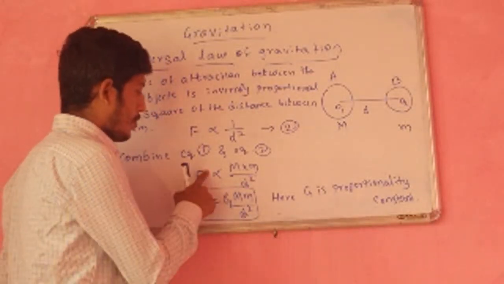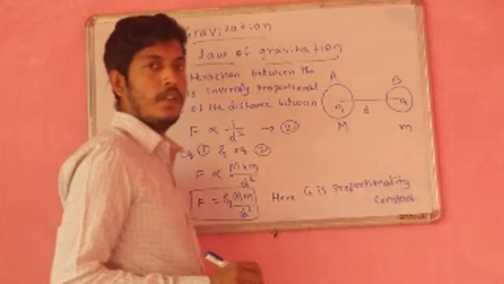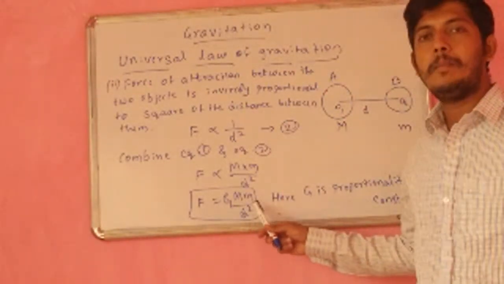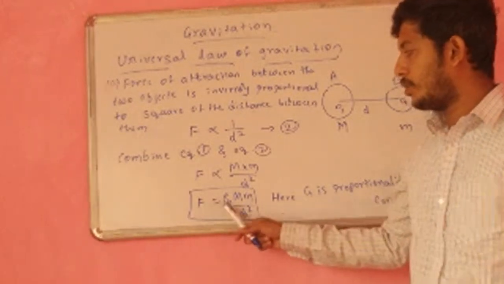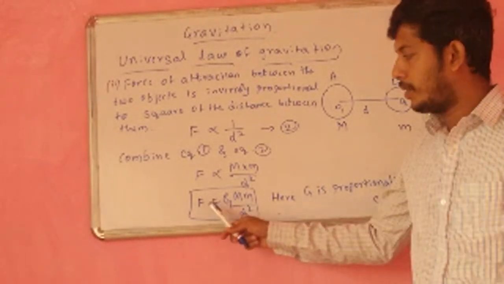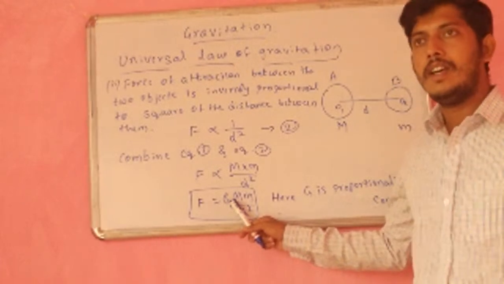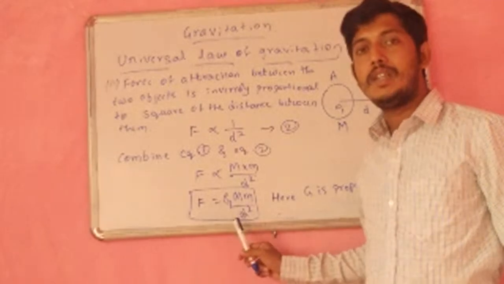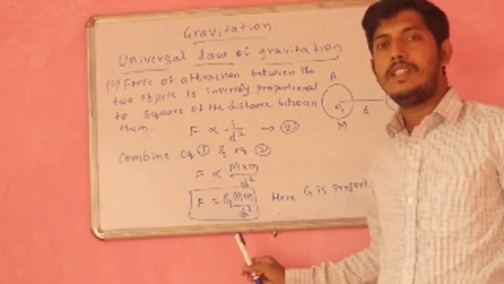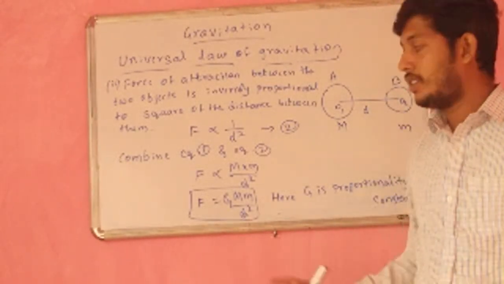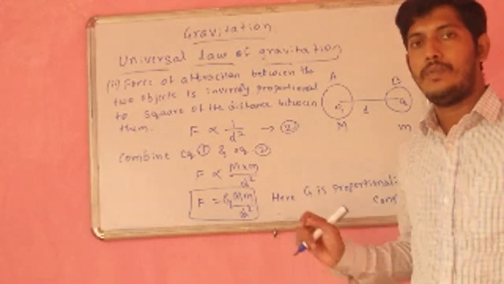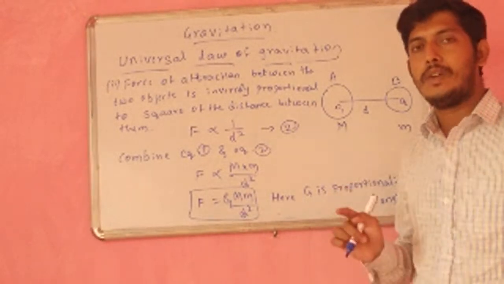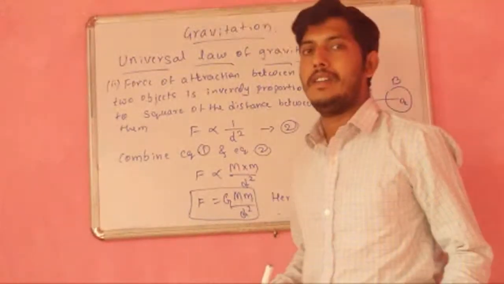So this is the expression for force of gravitation. F equals G into M m divided by d square. That means force equals gravitational constant into mass of the first object into mass of the second object divided by square of the distance between the two objects. So this is the mathematical statement of the universal law of gravitation. That is F equals G into M m divided by d square.